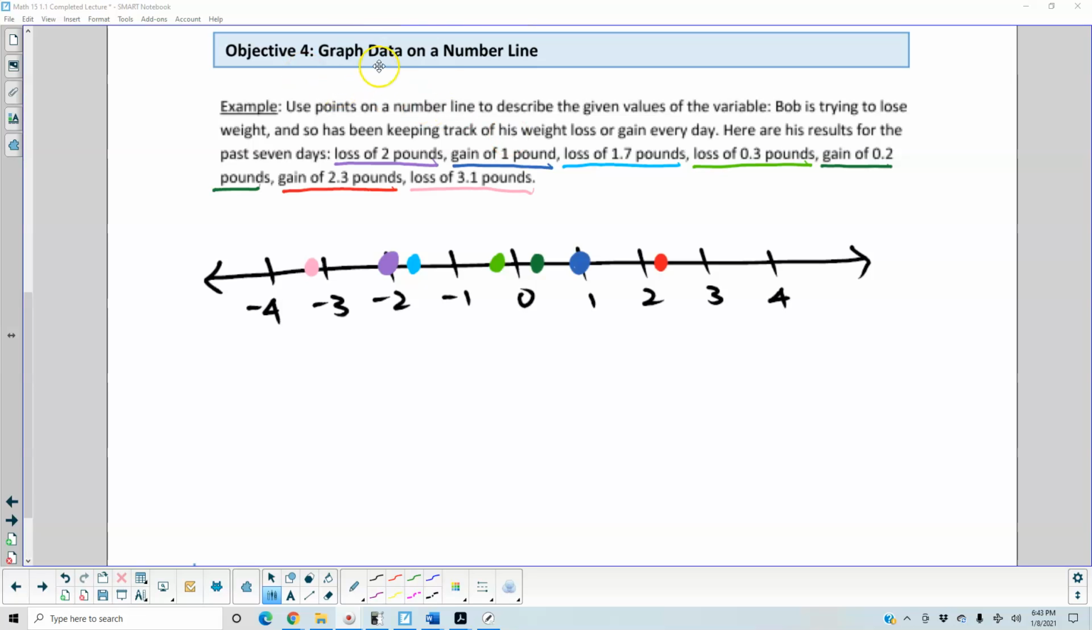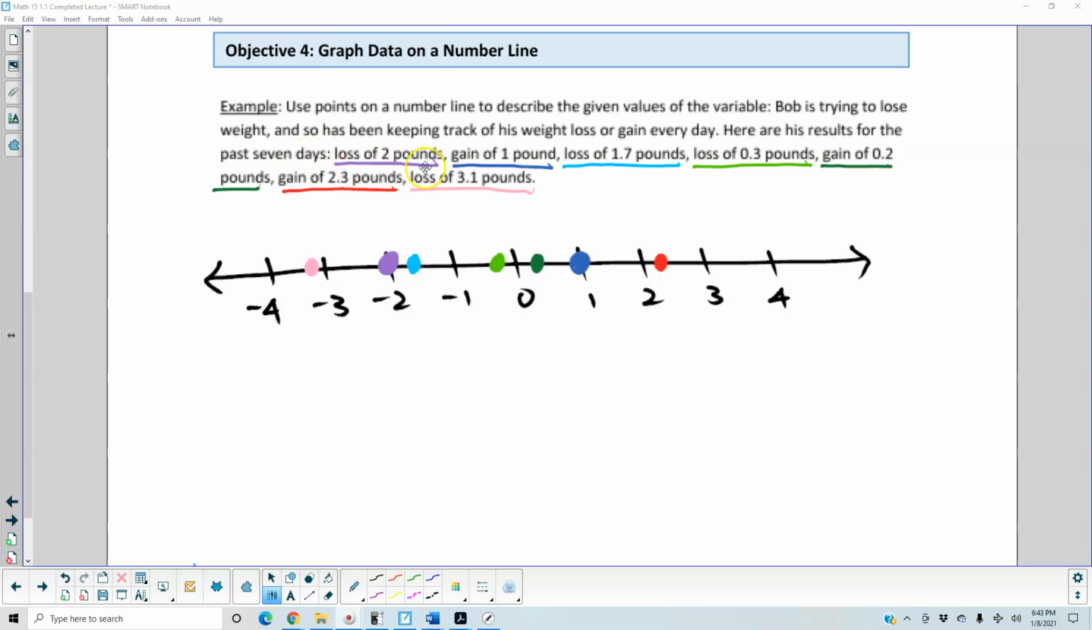Objective 4, graph data on a number line. For example, we're going to use points on a number line to describe the given values of the variable. Bob is trying to lose weight, and so has been keeping track of his weight loss or gain every day. Here are his results for the past 7 days.